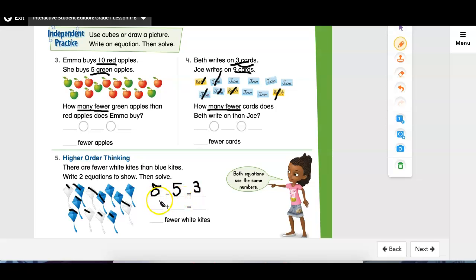So now, if I took my total number of white kites, so 1, 2, 3, 4, 5, I know that there are 3 fewer white kites than blue kites, and that equals 5 plus 3, the total number of blue kites, which was 8. So there is another way to show it. So what would be the fewer number of white kites? There are blank fewer white kites than blue kites.